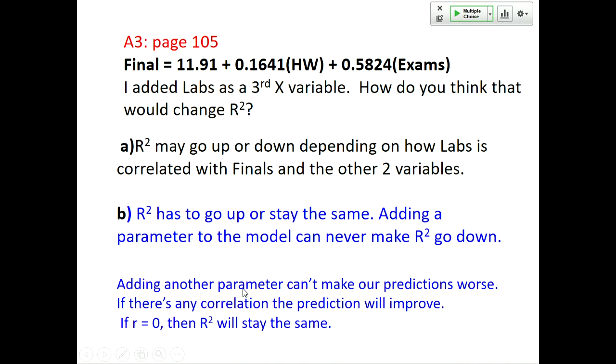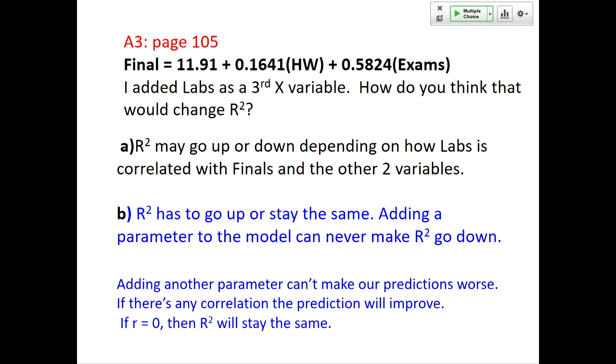Why? If there's any correlation between our variable, like in this case labs and finals, if there's any correlation at all, the prediction has to improve. Whether it's positive or negative, it still gives us a better prediction, right? So if there's any correlation at all, it will have to improve. If R is 0, if the labs don't give you any predictive value, then R squared will stay the same. It can't go down. Okay? It can't go down.